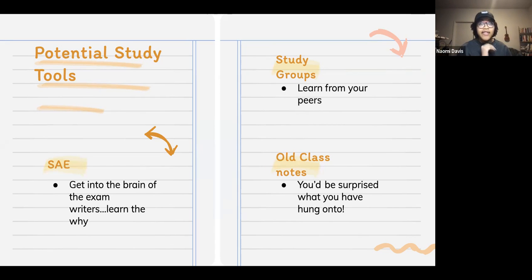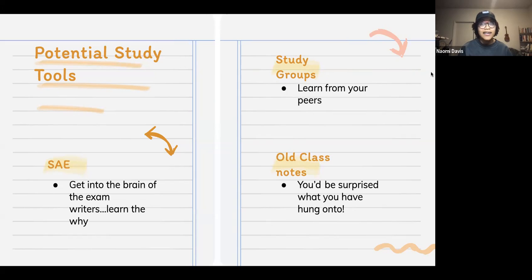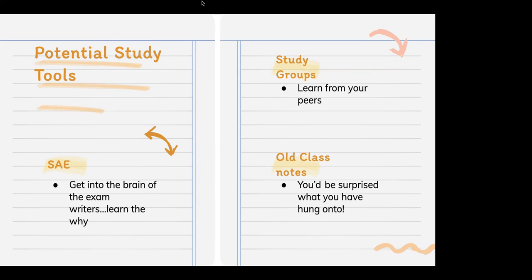And then on the next slide, we're going to talk about structuring your study time and some ways to do that, and some ways to incorporate the study tools that you use. But before we move on to that, does anybody have any questions, thoughts, anything come to mind? I had a question. Yeah, go ahead.